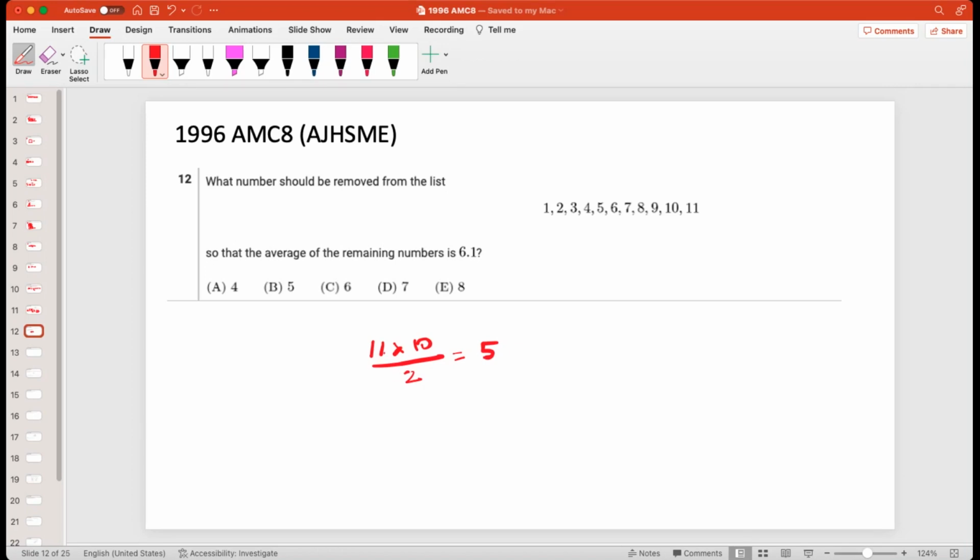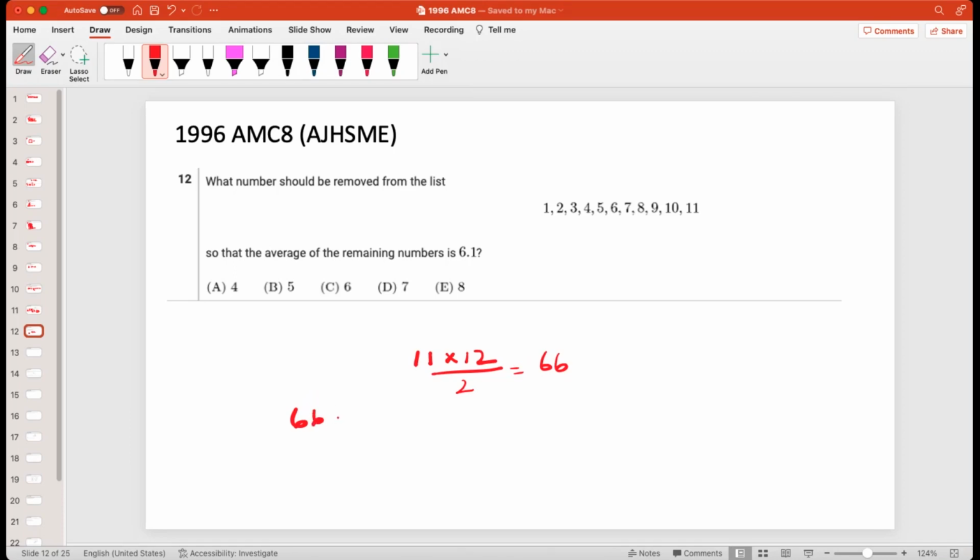No, sorry, this is wrong. It's 11 into 12 by 2. Give me a second. n here is 11, right? So my bad. So it's basically 11 into 12 by 2, which will be 66. So this is the total of the existing numbers.